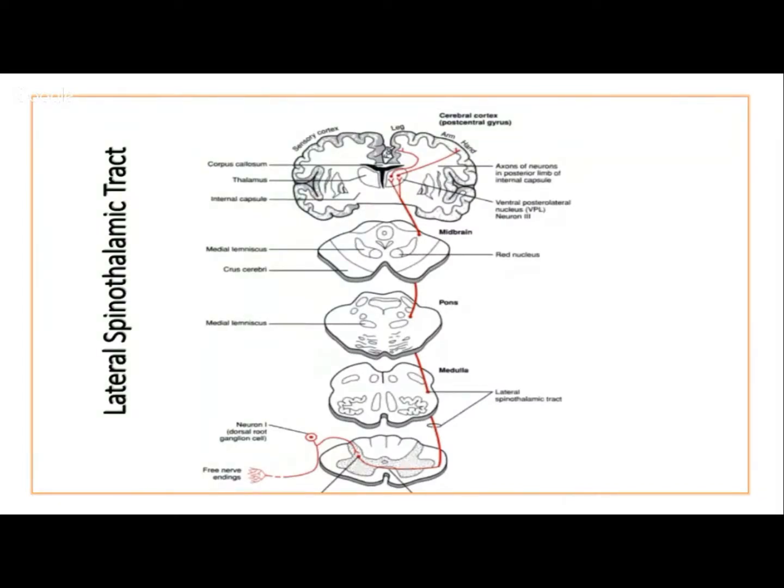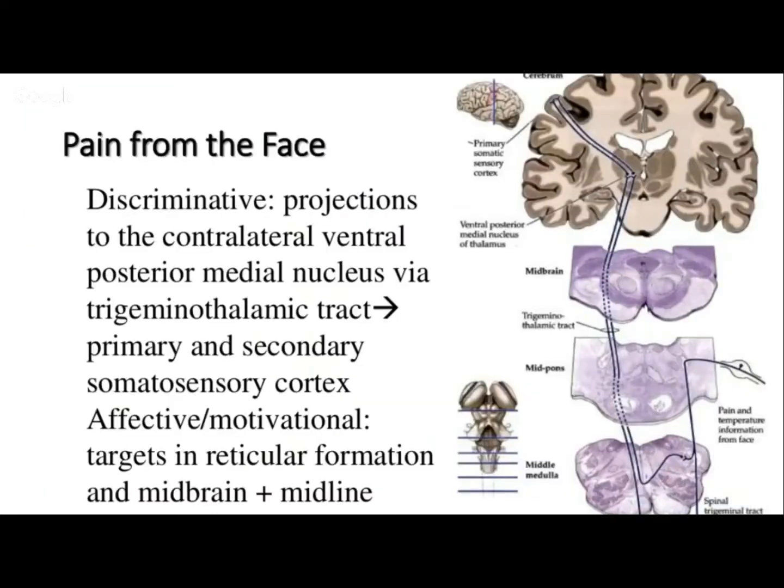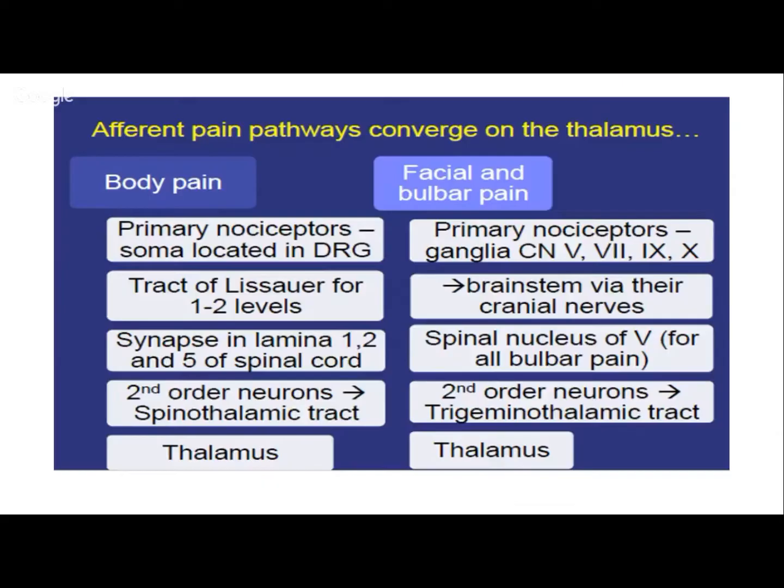So this is the same path that we described. The second order neurons go into the lateral spinothalamic tract via the brainstem all the way to the thalamus, where it goes to the VPL nucleus, and then the postcentral gyrus or the somatosensory cortex. The same thing from the face. The face, however, is the trigeminothalamic tract. This is just a summary of the same.